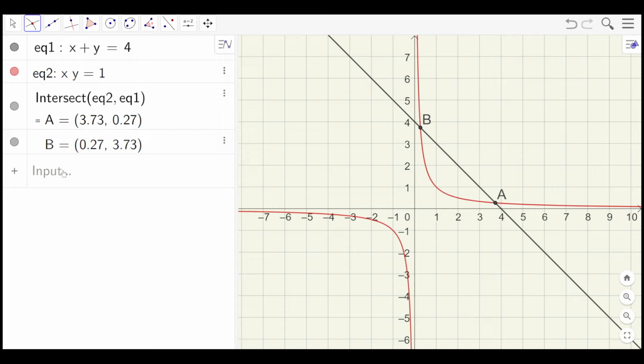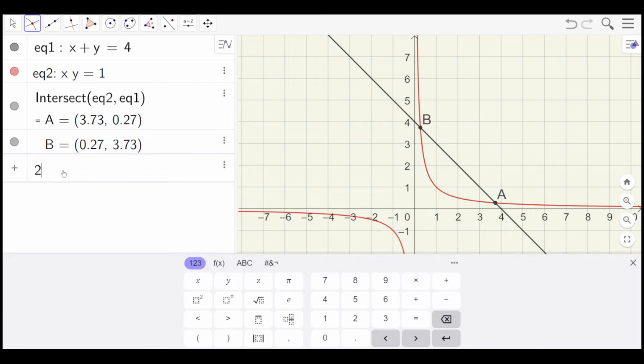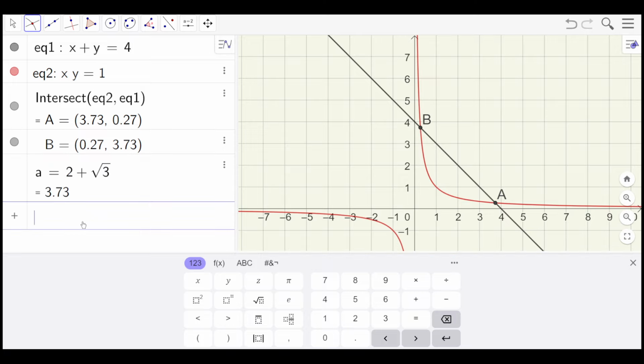And these numbers are exactly those numbers I found. Of course, these are not exact numbers. The numbers that I solved are exact. I can show you here. For example, 2 plus, I would type square root of 3, and then you see that's the number. And then I can type 2 minus a square root of 3, and then you see that's the number.